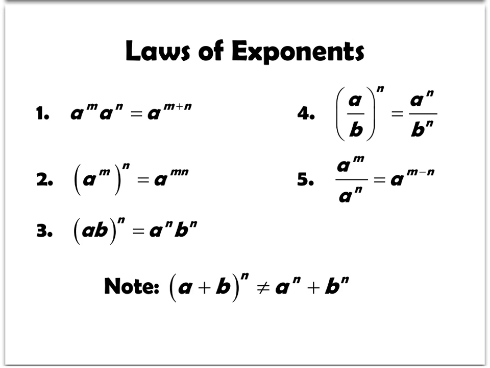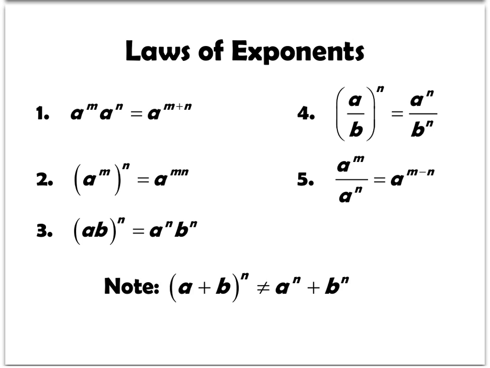Now here we summarize 5 important laws of exponents. The first one says that if we multiply like bases, we simply add the exponents. The second one says if we take a power and raise it to a power, we simply multiply the two powers. The third one says that we can distribute powers across multiplication. So here we have two bases, a and b. We're raising that to the n power. That's the same as a raised to the n times b raised to the n.